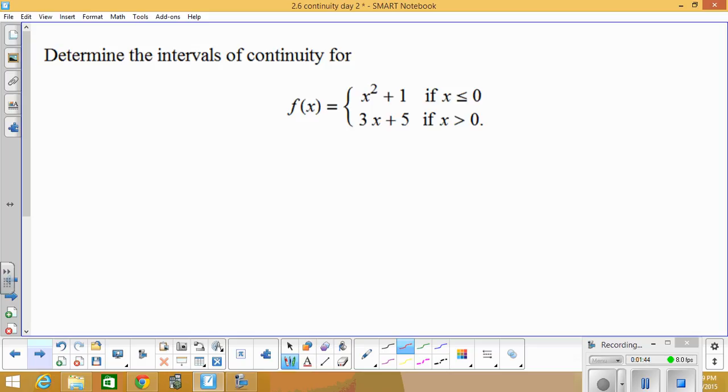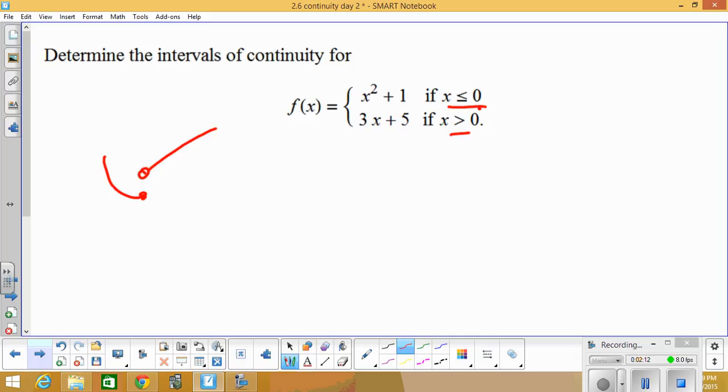Then for this example, we have a piecewise function. We could do a quick sketch, like some kind of parabola, some kind of line. We see that it's included and not included. It is a function, it passes the vertical line test, but they want to know the intervals of continuity.